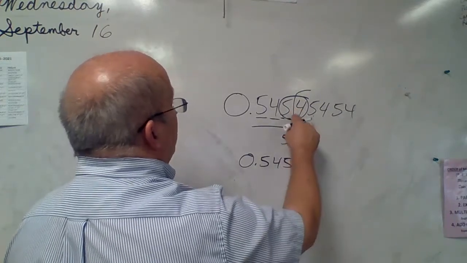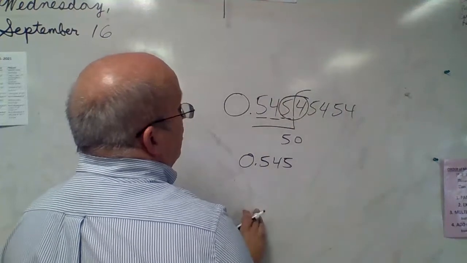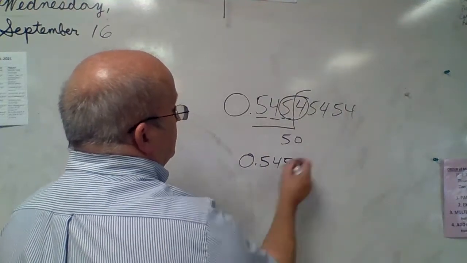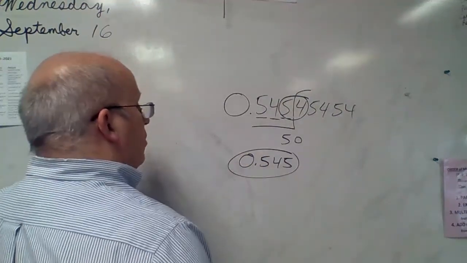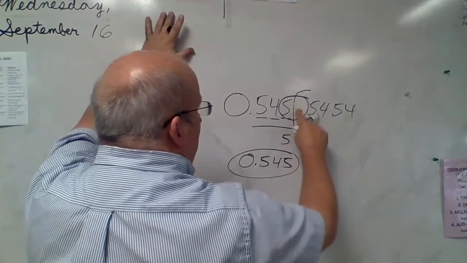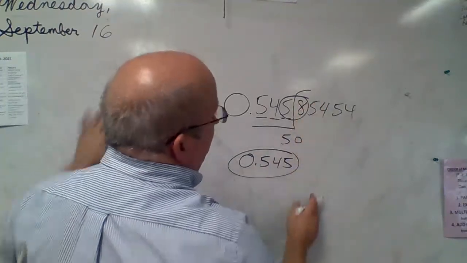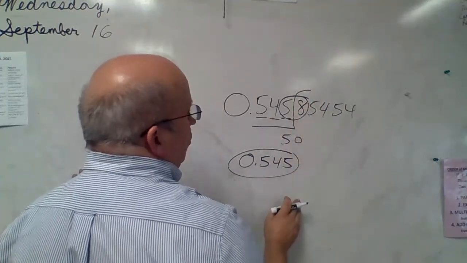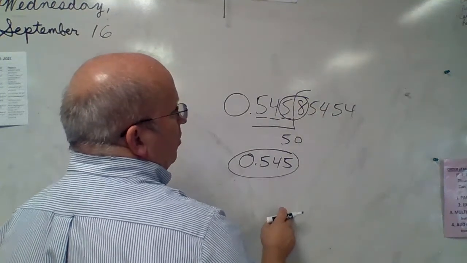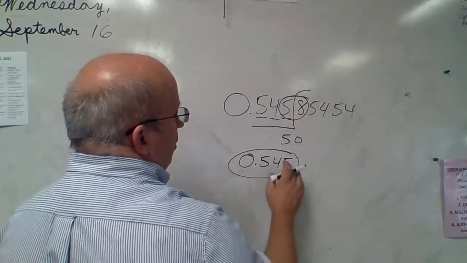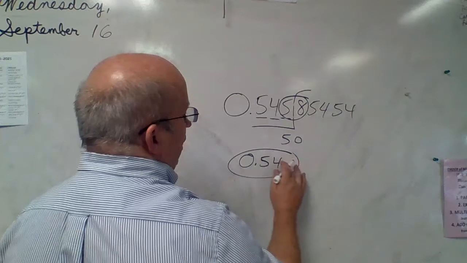I wouldn't round 54 up to 60 in this case. So that's rounded to the nearest thousandths. But what if this was an 8 instead of a 5? It's not. But what if it was? How would I round that to the nearest thousandths? Well, I would change this to a 6.